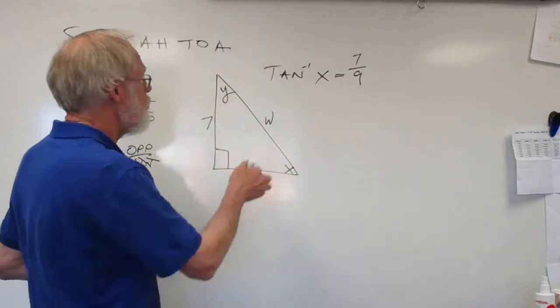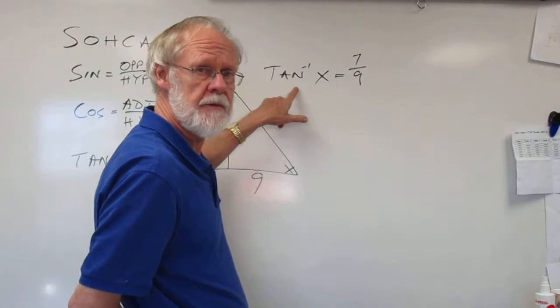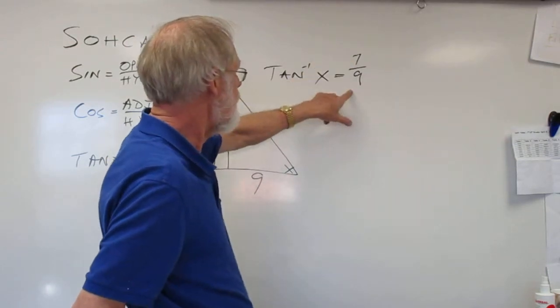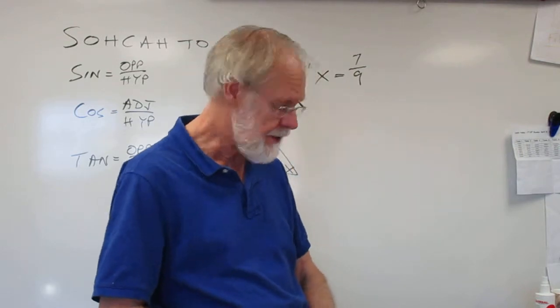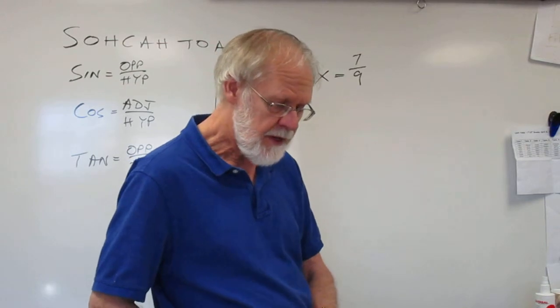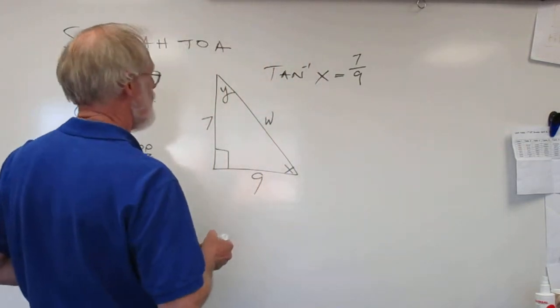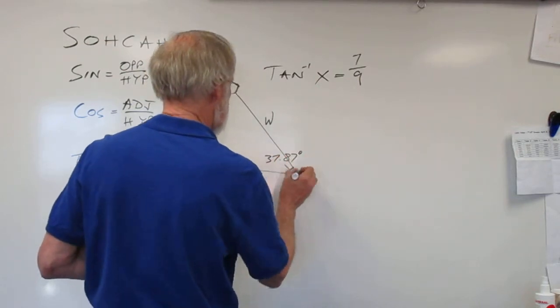In this case, we are looking for whatever the angle measure is for the tangent of a ratio of 7 to 9. So I'm going to hit second tangent 7 divided by 9, and I get 37.87. So we have found this angle: 37.87 degrees.